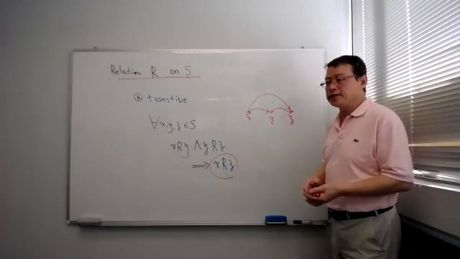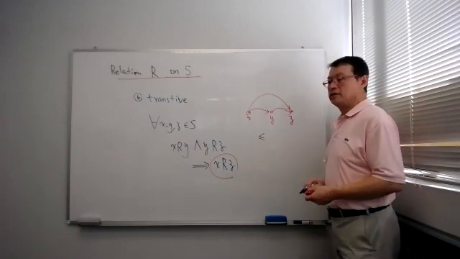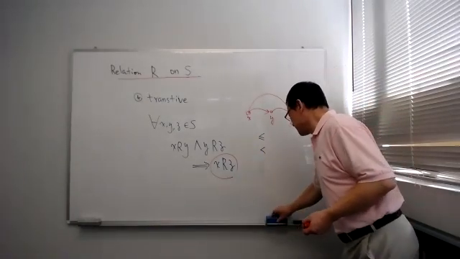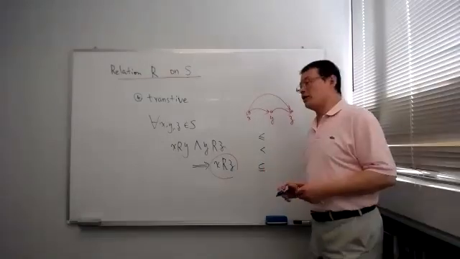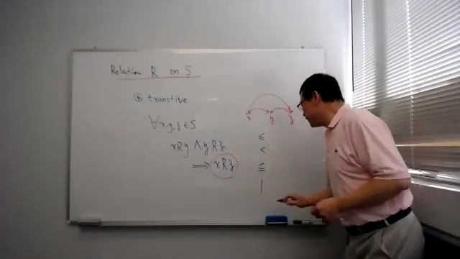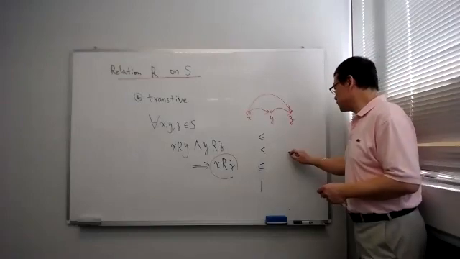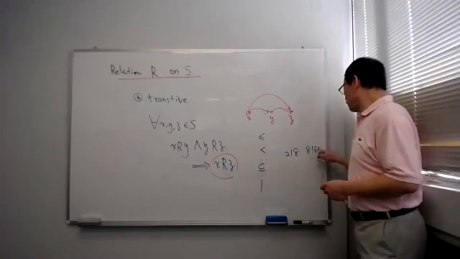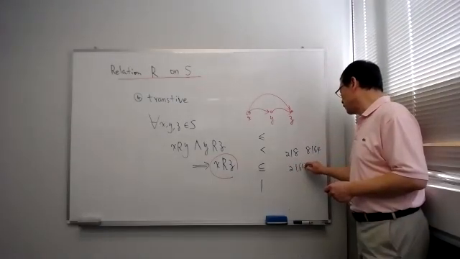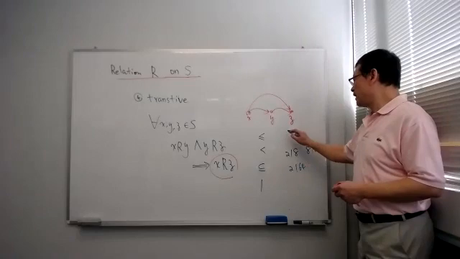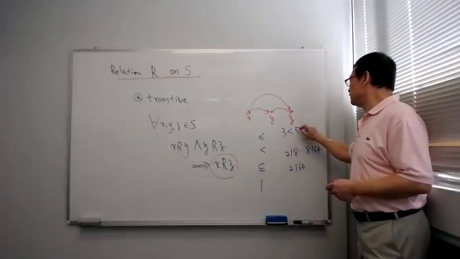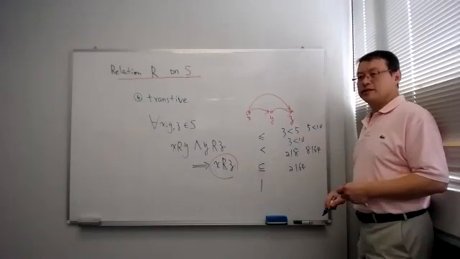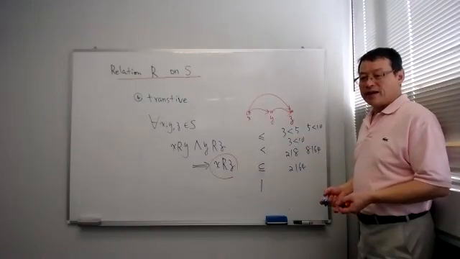Many relations are transitive. For example, less than or equal, less than, subset, and divisibility, all of them are transitive. So 2 divides 8, 8 divides 64, that implies 2 divides 64. This is transitivity. All right. 3 is less than 5, 5 is less than 10, so that implies 3 is less than 10. So that's transitivity.